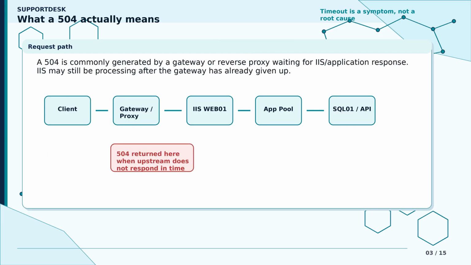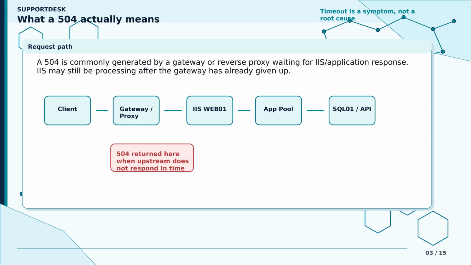A 504 gateway timeout is not the same thing as a direct application error. In a typical web stack, the browser talks to a gateway, reverse proxy, firewall, or load balancer. That gateway forwards the request to IIS. IIS passes the request into the application, and the application may then call SQL Server, APIs, file shares, reporting services, or other dependencies. A 504 is normally returned when the gateway gives up waiting for the upstream layer to respond. That means IIS might still be processing the request even after the user has already seen the timeout.